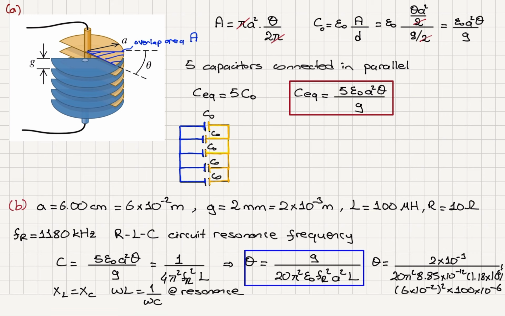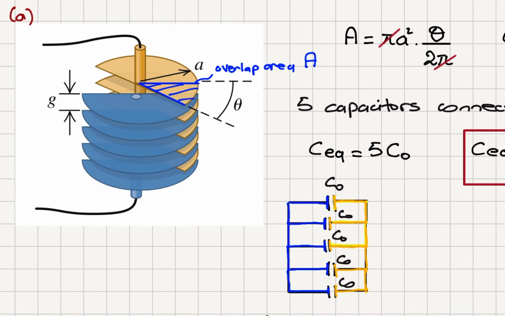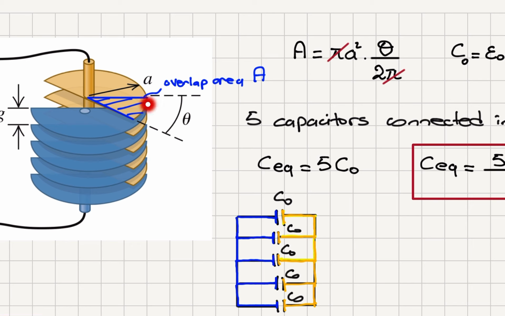Okay, so in this problem, I have 5 plates of a capacitor connected to the same terminal and 5 other plates connected to a different terminal. And there is a gap of G between 2 identical plates, G over 2 between alternating plates. The overlap area between these plates is determined by the full area of the disk, pi a squared, multiplied by the overlap angle divided by 2 pi, theta over 2 pi. When theta is equal to 2 pi, we have the full area, pi a squared.